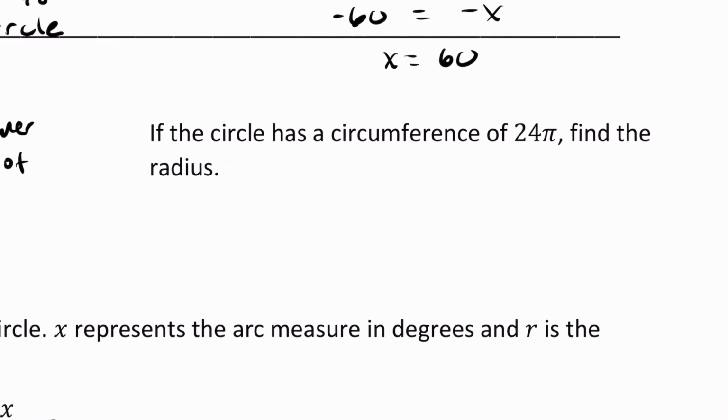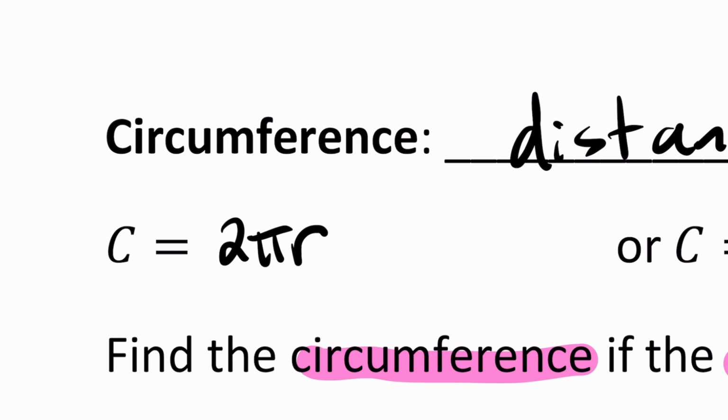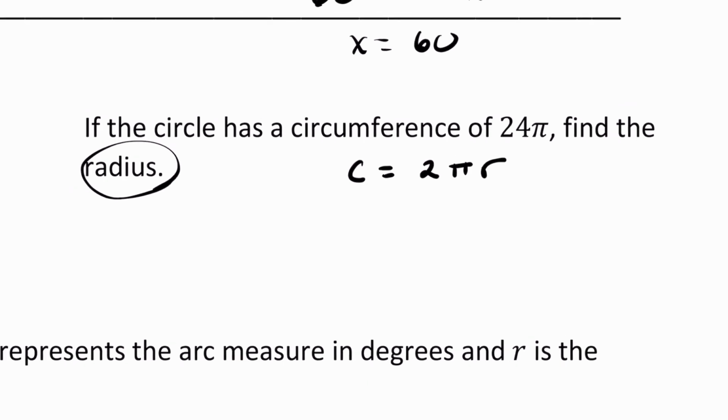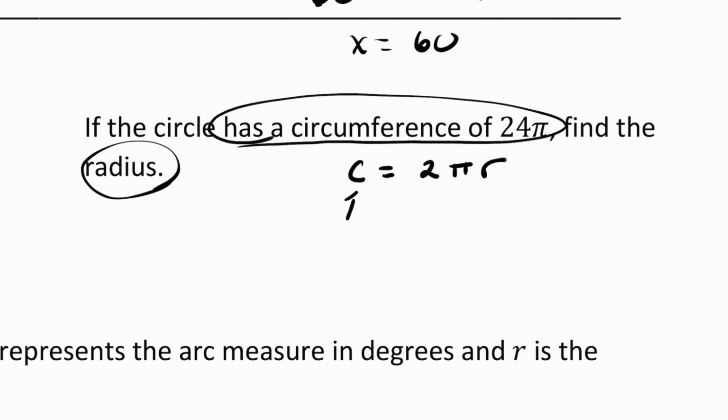Here's this one. If the circle has a circumference of 24 pi, find the radius. Okay, so we're dealing with radius here. So I'm going to use this formula. C equals 2 pi r. So C equals 2 pi r. And the circle has a circumference of 24 pi. So I'm replacing C with 24 pi, which is a little weird, but that's okay. And that's equal to 2 pi r. I'm not going to change the r because that's what we're looking for, the radius. We are solving for that.